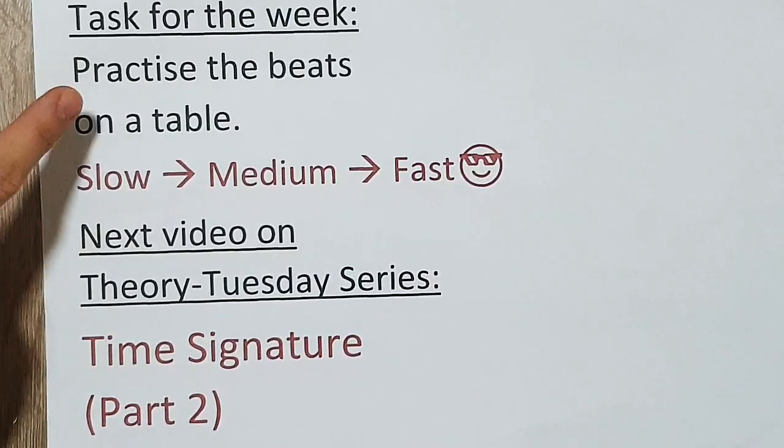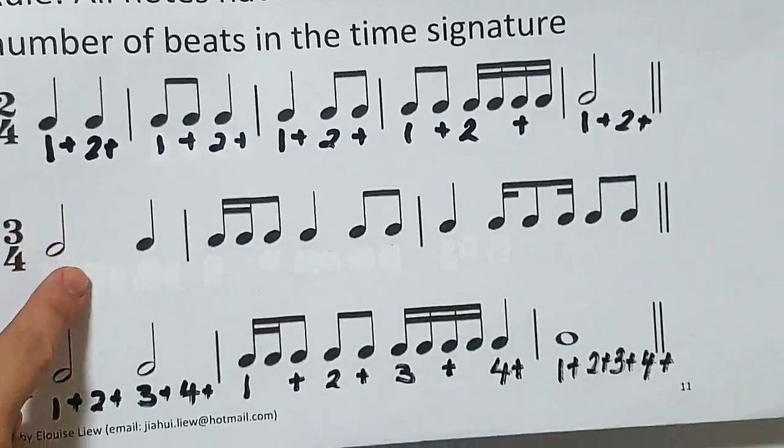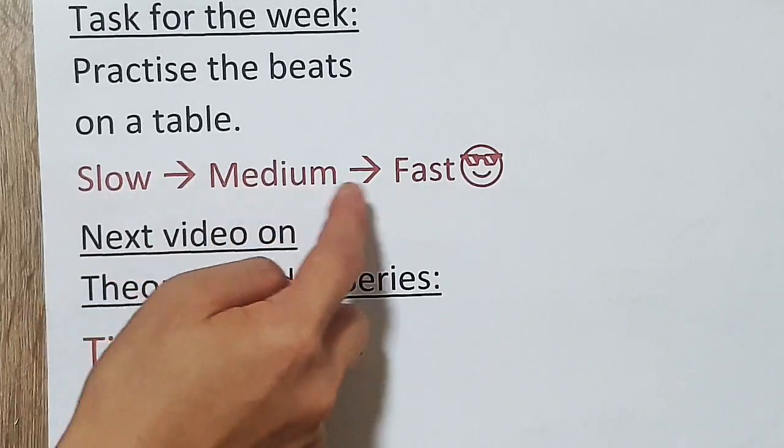Task for the week, practice the beats on the table. These beats. From slow to medium to fast.